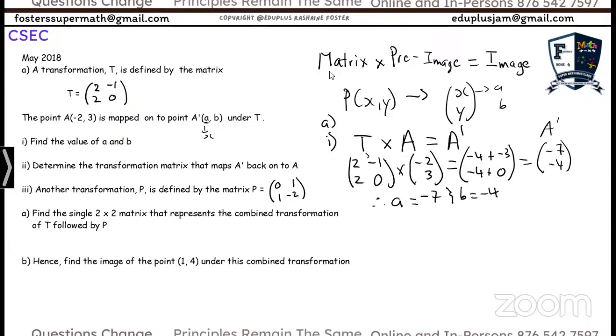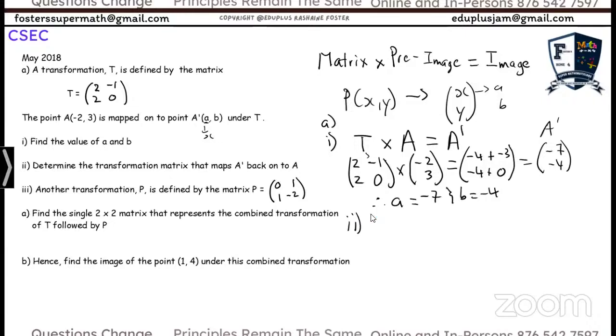And that's what the question just asked you for, A and B. And again, if you don't get that right, that means you don't know how to multiply matrices. Let's go again.